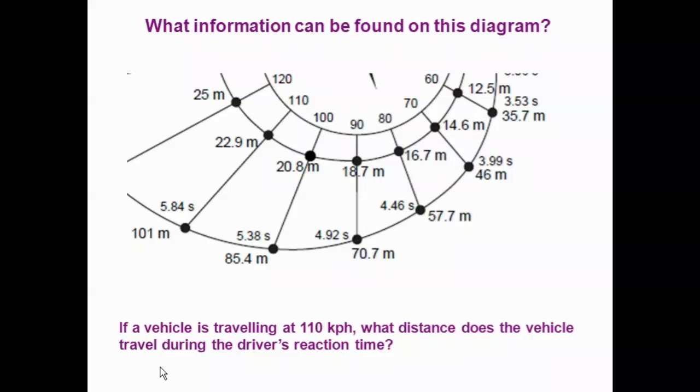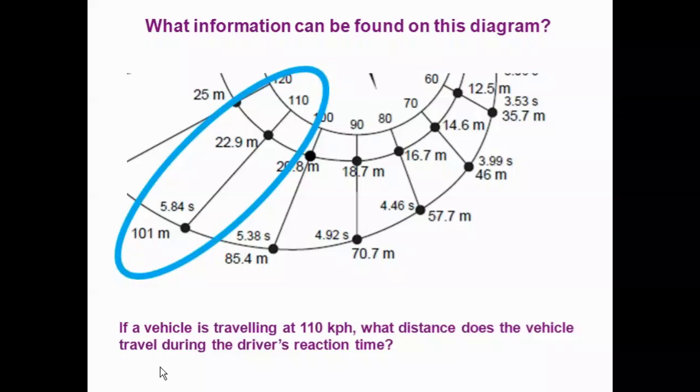So if we just take a smaller piece of this graph and again take a look at what happens when you travel at 110 miles an hour, what is the distance traveled during the driver's reaction time? And as I said earlier, it is 22.9 meters.